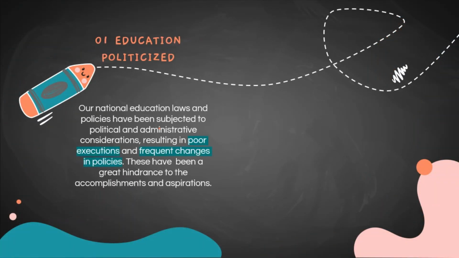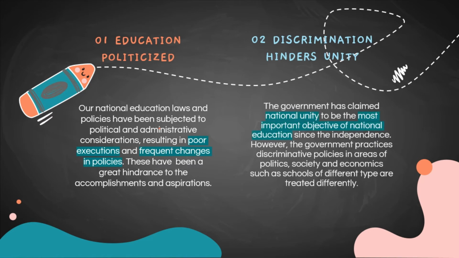Firstly, education politicized will lead to poor executions and frequent changes in policies depending on the current political and administrative considerations. Second, discrimination hinders unity. The practices of discriminative policies in areas of politics, society, and economics by the government will hinder unity and at the same time will affect the quality of our national education system in the future.